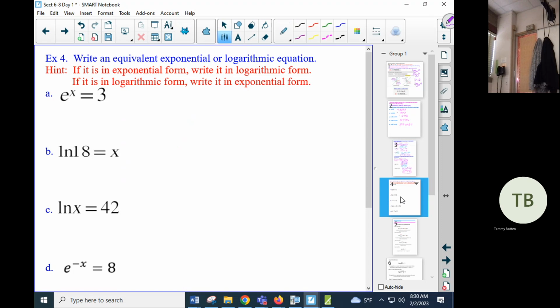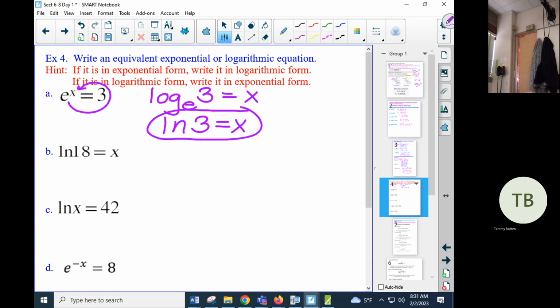So if I went to do this one, remember what we do is we do kind of that log loop and we write it as log. The e comes first, so that goes here. The 3 comes next, so that goes here. And then the power comes last, so that goes here. Okay. Then the only thing I have to do at that point is replace log e with natural log. So that is my answer.